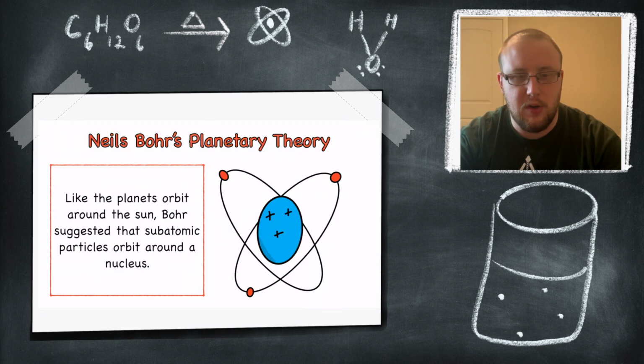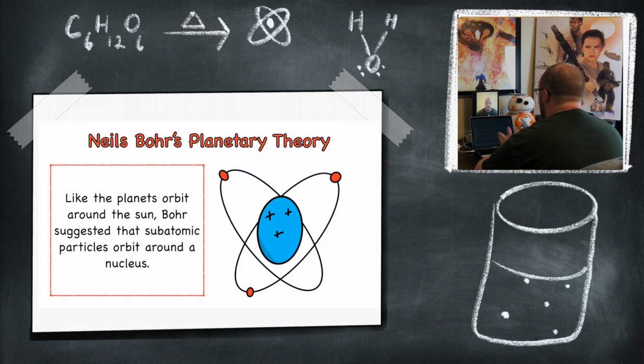Finally, we get to Niels Bohr. And Niels Bohr expanded on Rutherford's gold foil experiment. He expanded on just trying to understand atoms more, and his biggest contribution was the planetary orbital model. Basically, this was saying that just like the planets orbit the sun, he believed that electrons, or small subatomic particles, orbited around the giant massive nucleus.